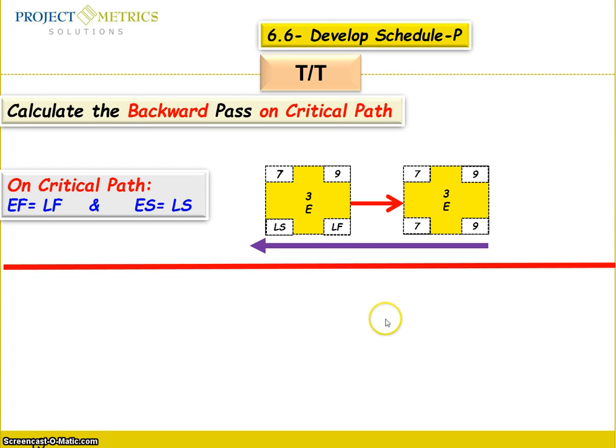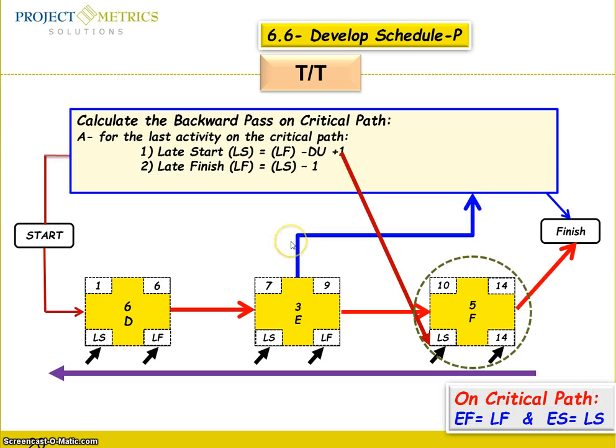Now, let's go calculate it. The early finish here is 9, right? When you see a diagram like this and you know it is on the critical path, right away we're saving your time. Don't waste your time. It's going to be 9 here, and 7 is going to be 7.